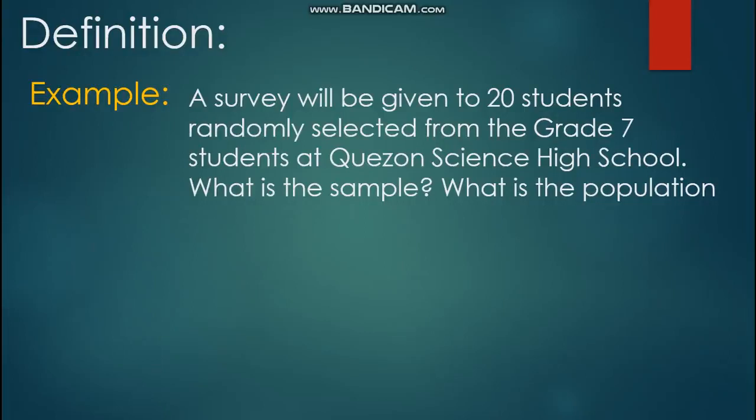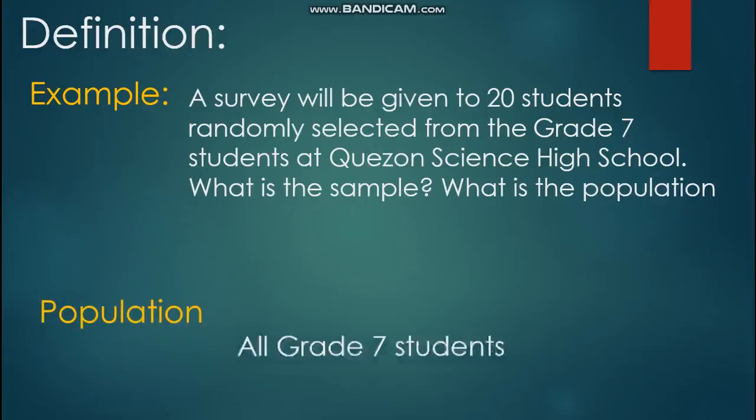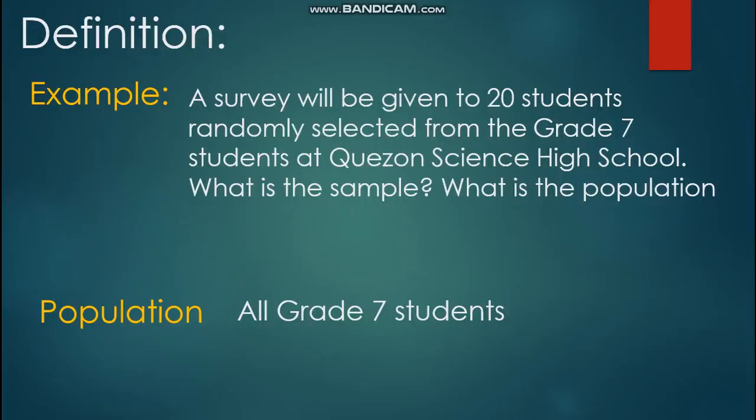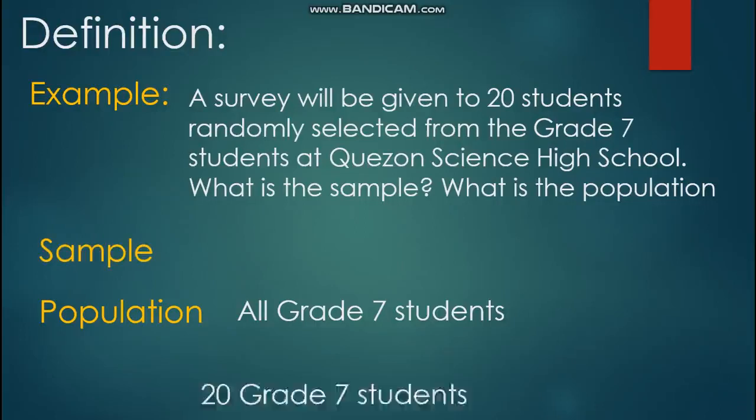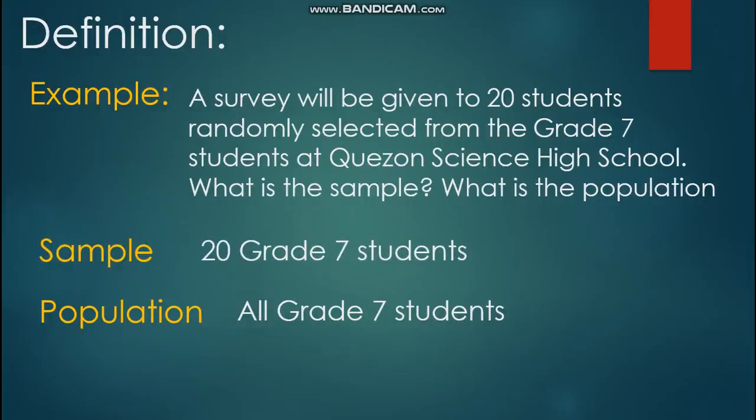What are we talking about? Grade 7 students. So, therefore, our population here is all grade 7 students. And the 20, the numerical data here, is selected from the grade 7 students. So, therefore, our sample is 20 grade 7 students. And as you can see, these 20 grade 7 students are just a subset of our population.